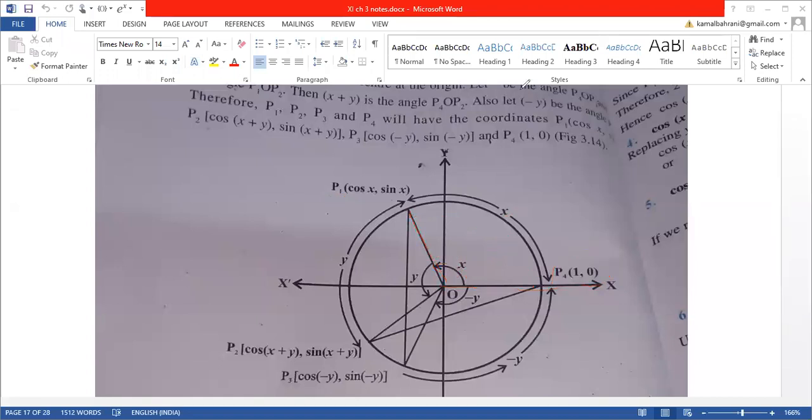Let me clear it up. Can you see this arc length from here till here? This arc length is x. Why? Because we have x radian angle and the circle is a unit circle. So whenever we are talking about a unit circle, the arc length will be equal to the angle in radians. Clear? So the coordinates of P1 are cos x, sin x, because any point on a unit circle, as I explained that day, is cos x, sin x, where x is the angle this point makes with the center. Clear?